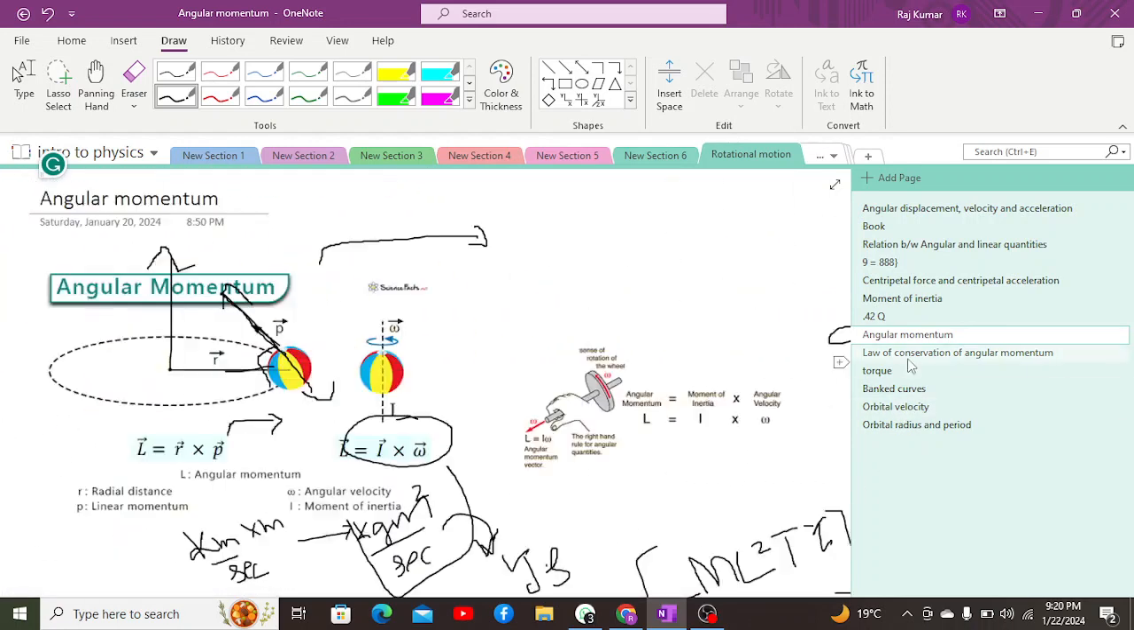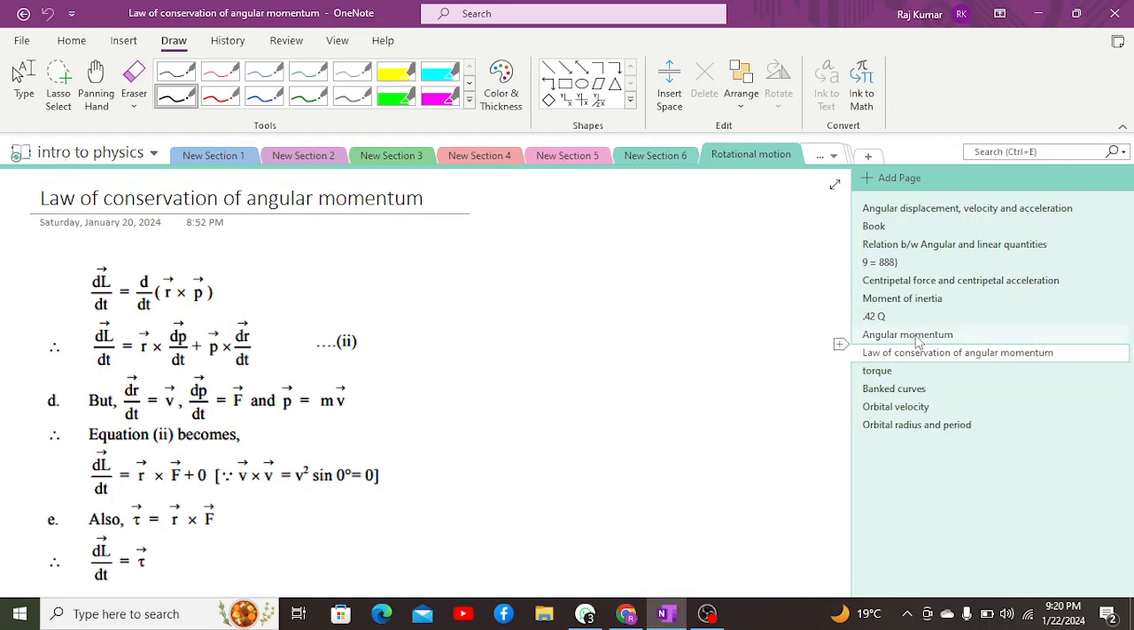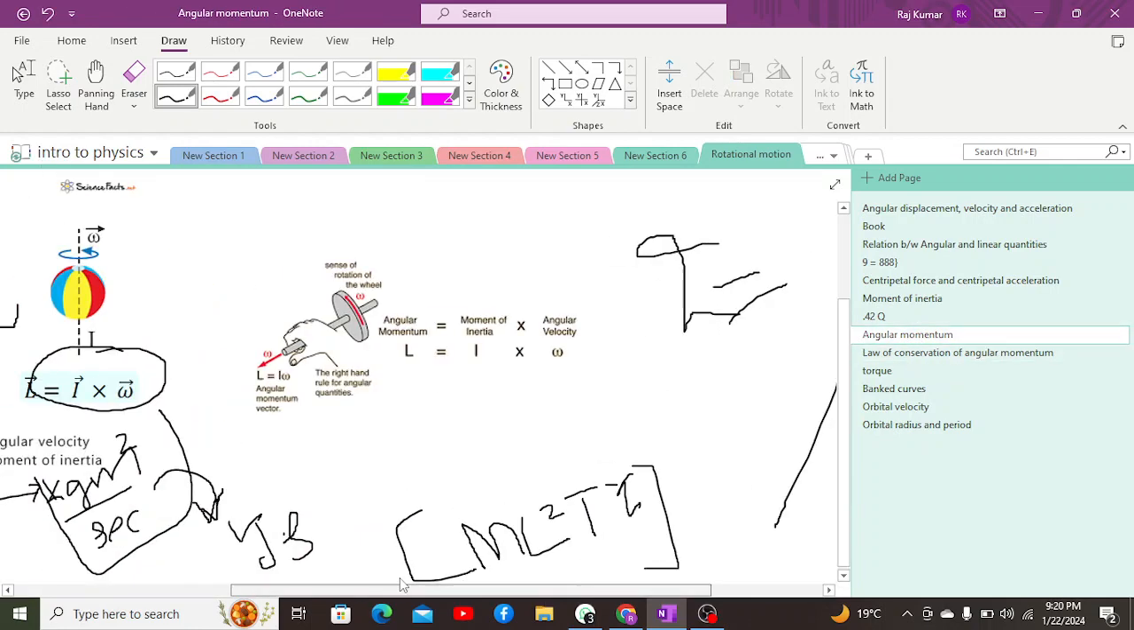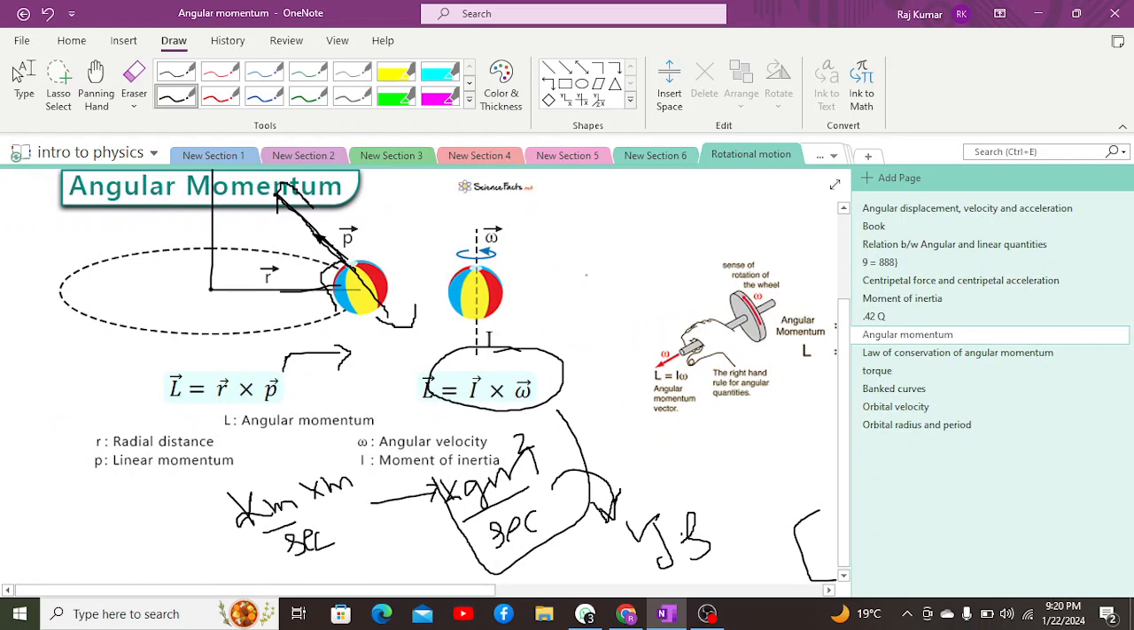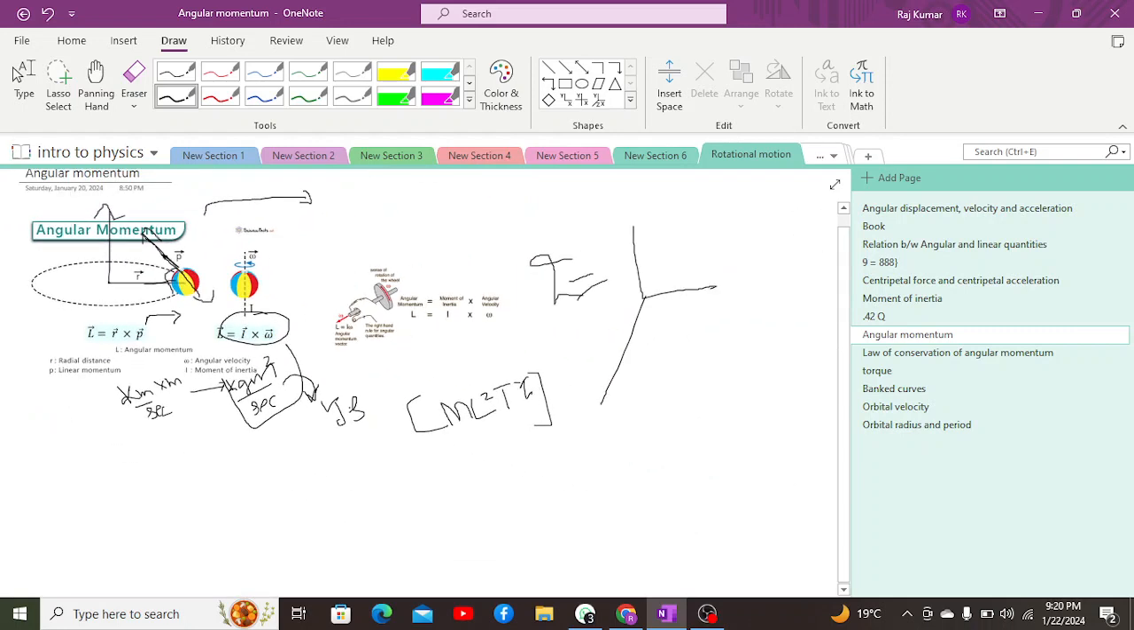I guess this is all. Apart from that, how is L equal to Iω? There is something I wanted to discuss over here. L is equal to Iω. What does this mean? This means that if we have the magnitude of P, P has its magnitude as MVR.